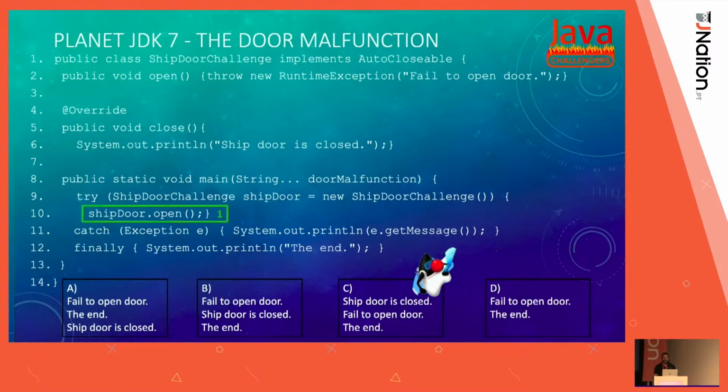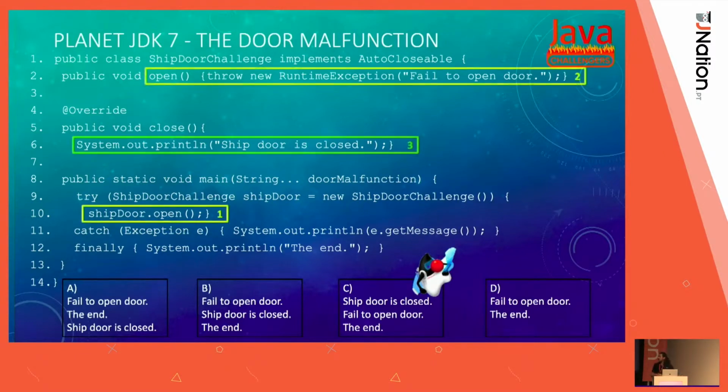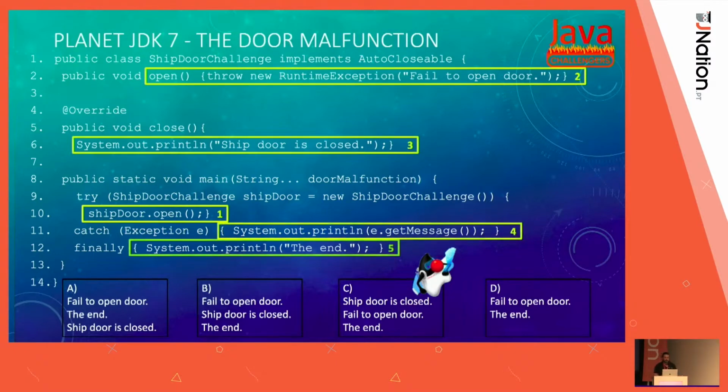Okay, it's C. So why is it C? It's basically the order of execution from the try with resources feature. Firstly, the open method will be invoked inside the try with resources block. And then, as you can see, we are throwing a runtime exception in the open method. And then the close method will be invoked.